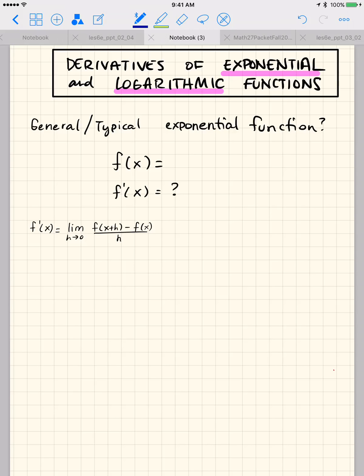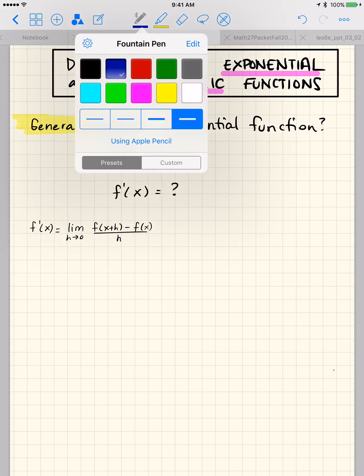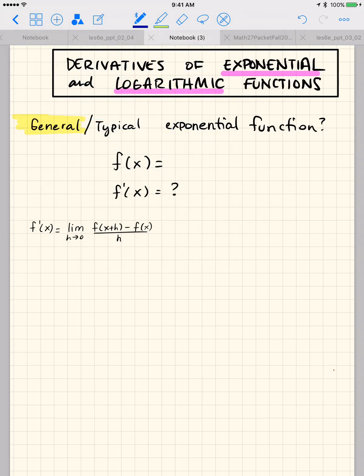Okay, so today we're going to talk about derivatives of exponential and logarithmic functions. And the first question I want to ask today is what is a general, or a typical exponential function? What's the general format? Well, here's the answer. The general format is going to be f of x equals a to the x.